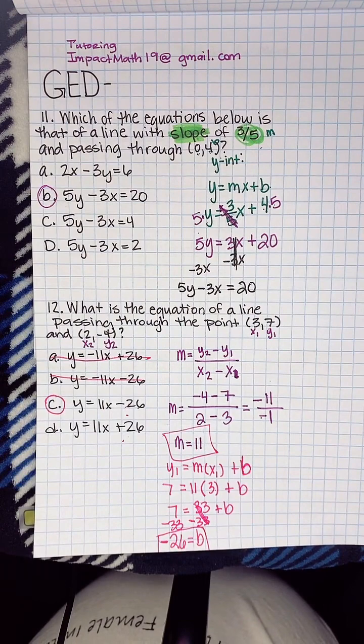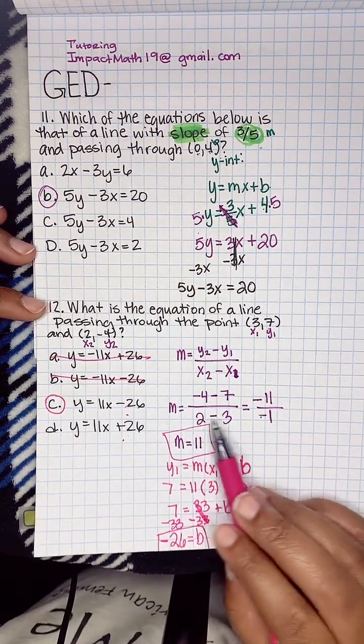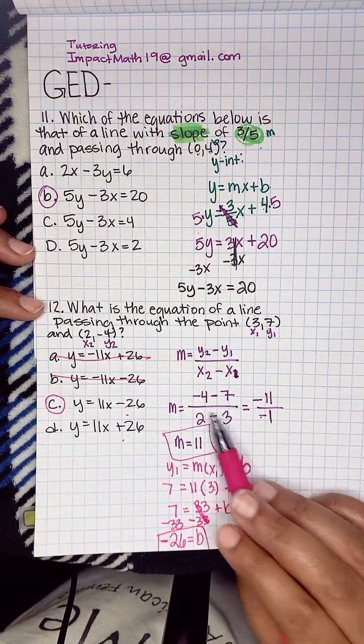So it says for the first part, what about the first part? How we get the slope? Is that what you're asking?